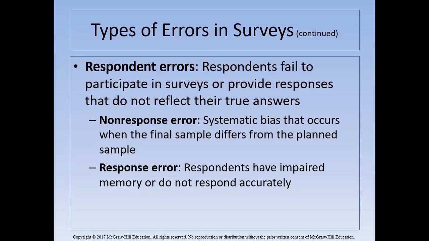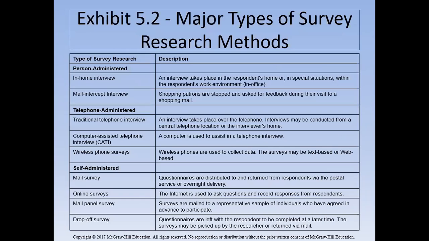So there is a non-response error, which is a systematic bias that occurs when the final sample differs from the planned one. And there is a response error: respondents have impaired memories or do not want to respond accurately. So these are two things that you need to consider when you do a survey.